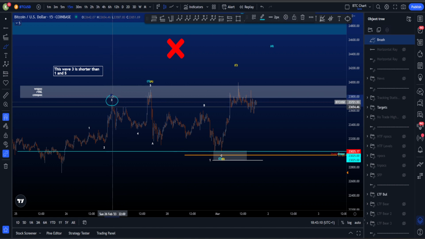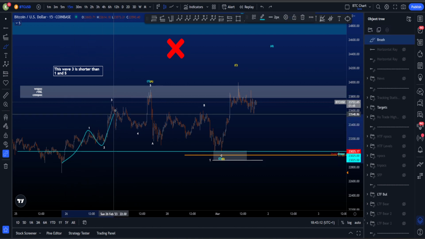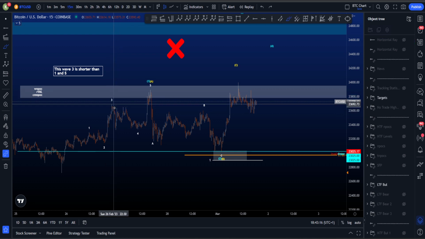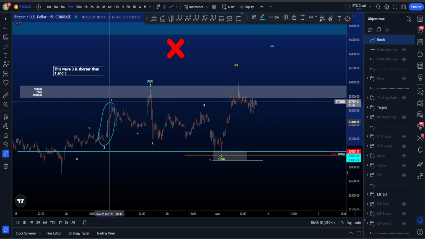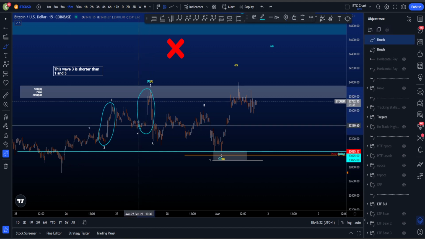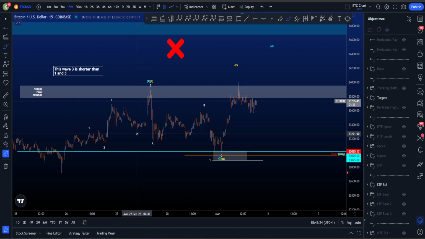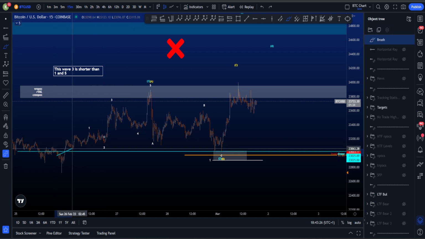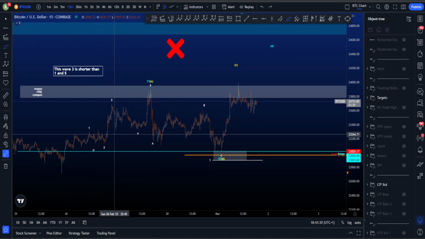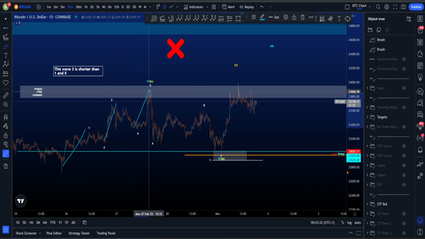Because if this is a wave 3, so we have a 1, 2, 3, 4, 5, this cannot be, guys, a wave 3, because this wave over here is shorter than wave 1 and shorter than wave 5. Therefore, following the Elliott wave rules, this is not an impulse because wave 3 is not allowed to be the shortest wave out of wave 1, 3, and 5.